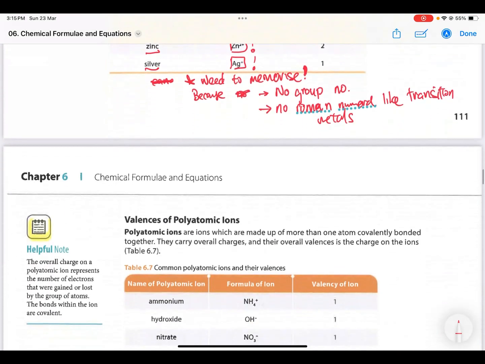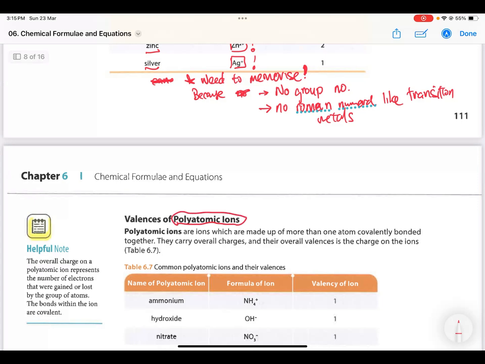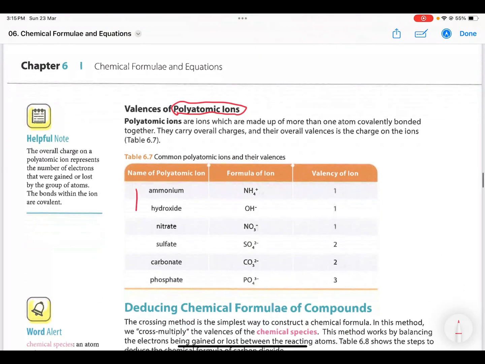The last one is your polyatomic ions. So these are the few that you need to remember. Ammonium. Take note, this ammonium is different from ammonia. So ammonium is NH4+. The one that we saw on top was ammonia, this is NH3. So be familiar, this is the ammonium ion. This is ammonia gas. So it is different. Be familiar with the difference between ammonium and ammonia.